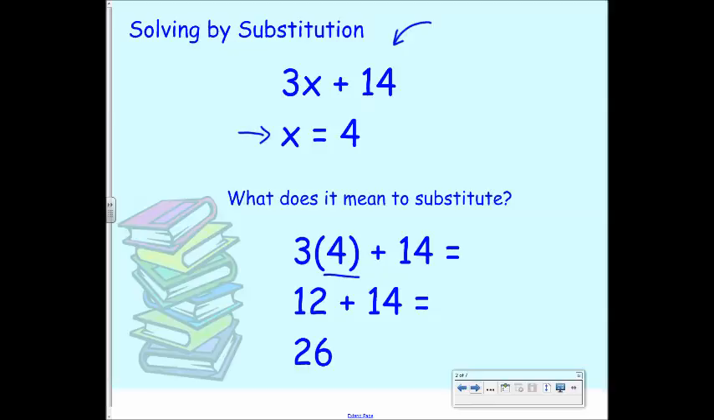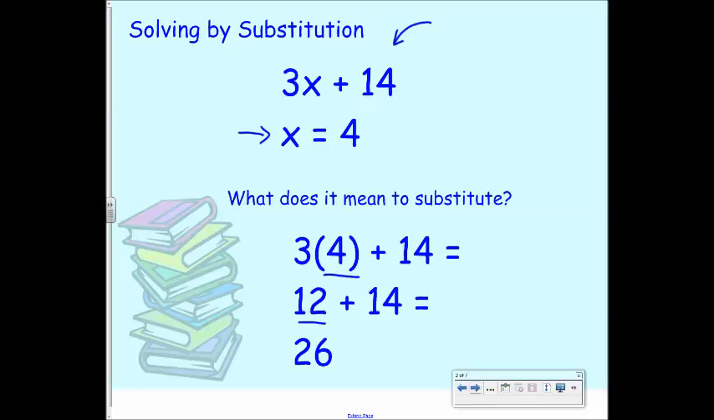And since they're right next to each other, that means we're going to multiply. So I wrote that in parentheses because that's just another way of writing multiplication. So we've got 3 times 4 plus 14. 3 times 4 simplifies to 12. 12 plus 14 equals 26. So to substitute just means to evaluate it using a given number or a given value for that variable.